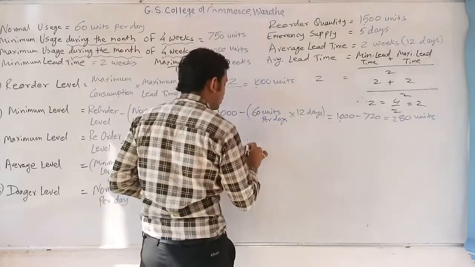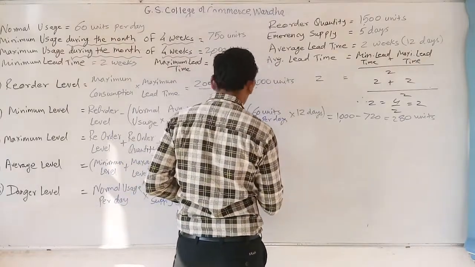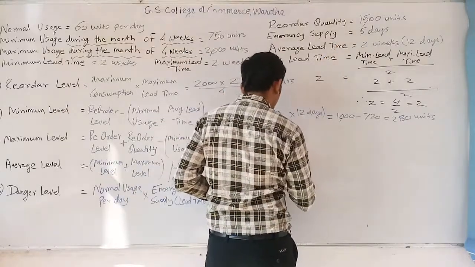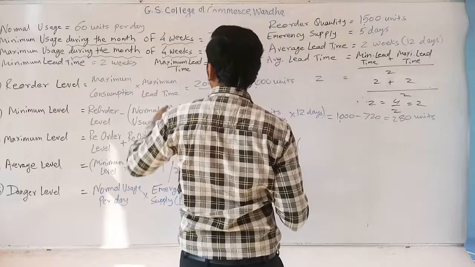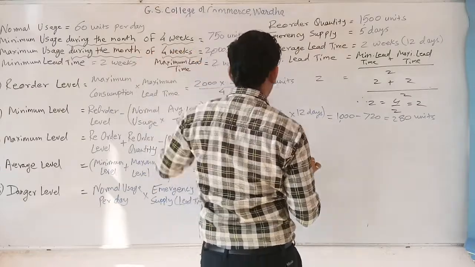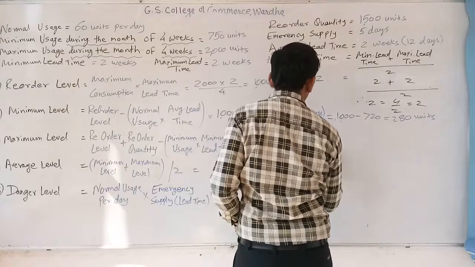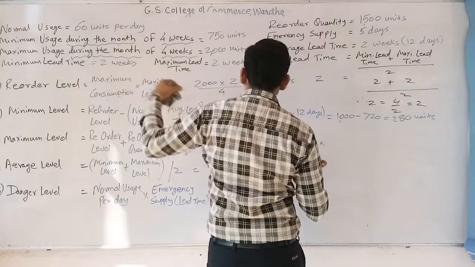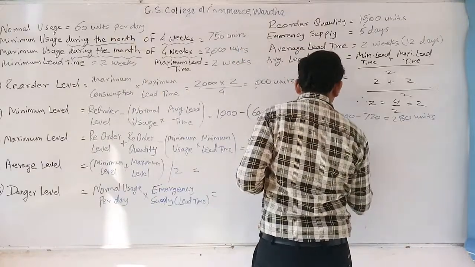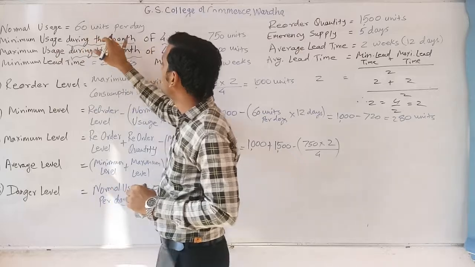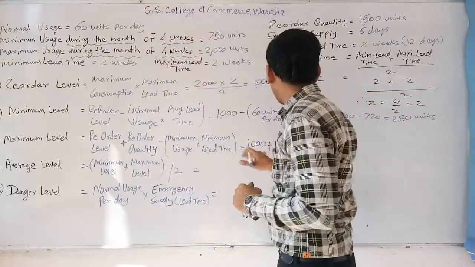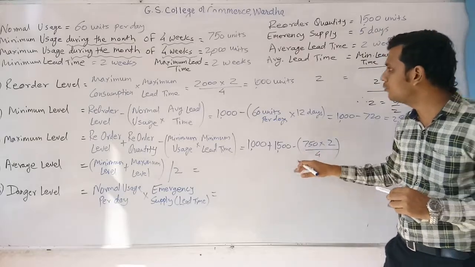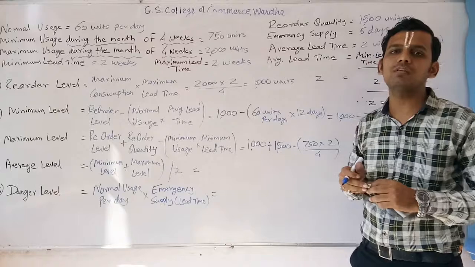Reorder level we have calculated is 1000 units, plus reorder quantity given in the question of 1500 units, minus minimum usage given in the question of 750 units, multiplied by minimum lead time we have assumed of 2 weeks. Again, the minimum usage during the month is 750 units. As we are taking it monthly, but we have to make the calculation on a weekly basis, we would divide it by 4, as 1 month comprises 4 weeks.